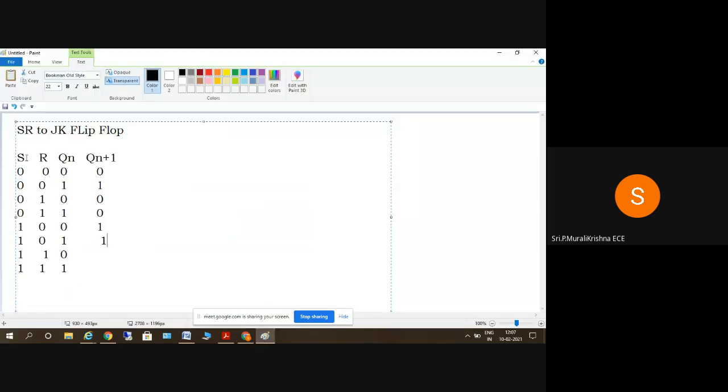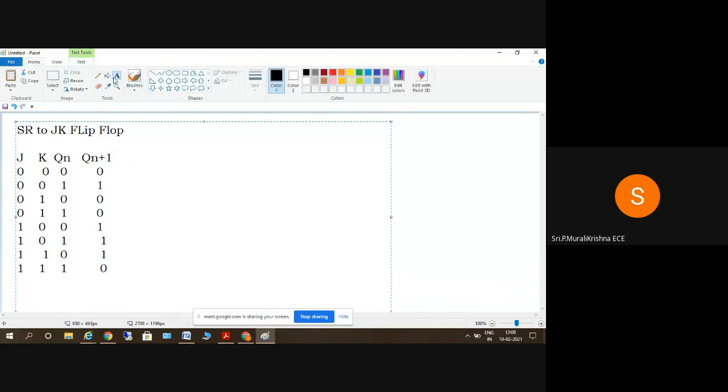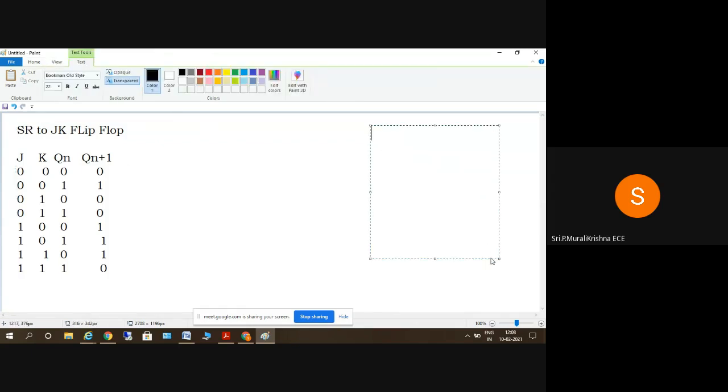Okay. So SR to JK. First of all, I write the JK values here, not these values. Everything is same, but here the last case is probably different. So here we'll get a 1, and here I'll get a 0. Clear?